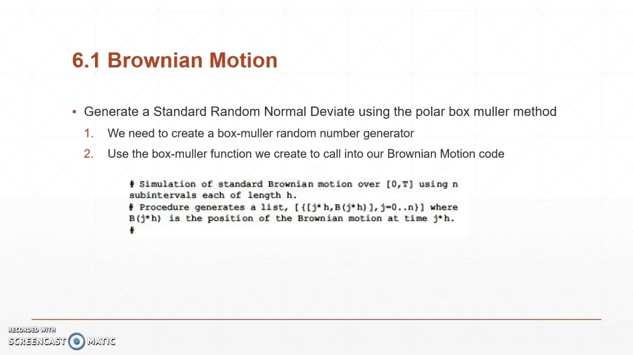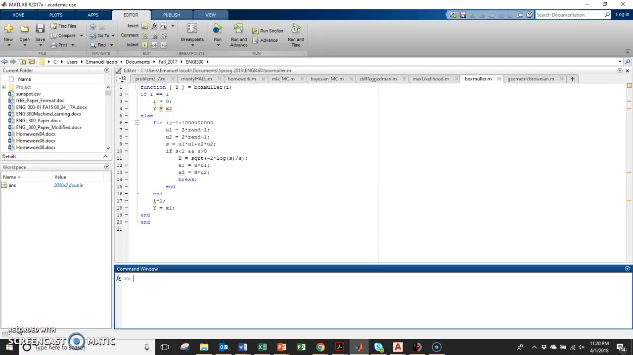So to do that, we create a function which can generate a random number using Box-Muller, and then using that function, we can put it into our MATLAB Brownian motion code to create our random numbers. So let's show you what that looks like in MATLAB. The first part we want to do is create the Box-Muller random number generator. Again, we create a function because eventually we will call it later, and it's easier to call it by Box-Muller than to retype this every single time.